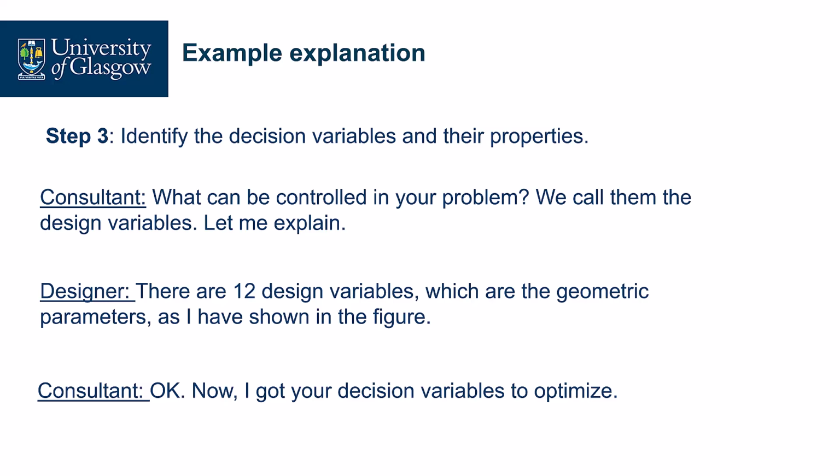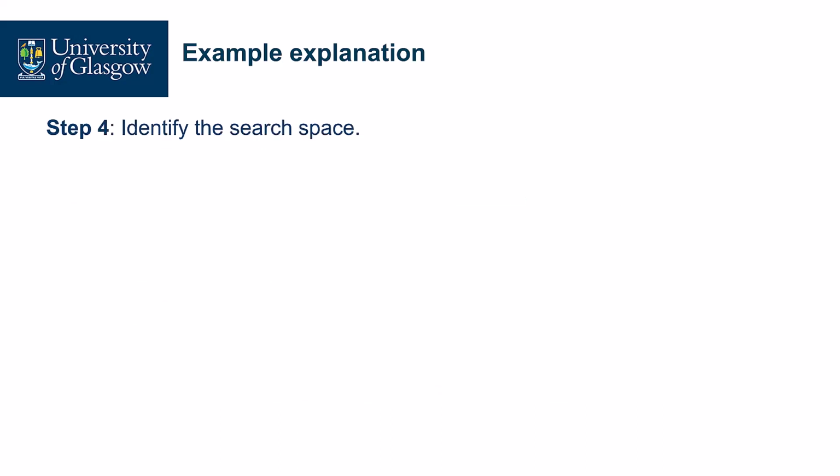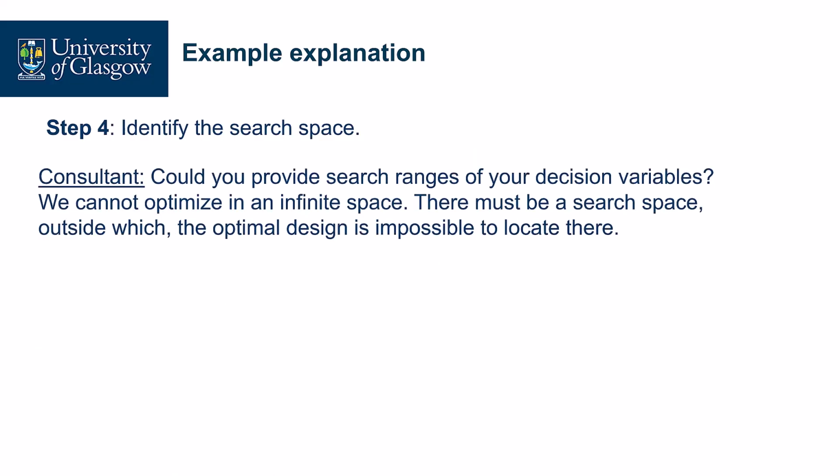So you want to optimize this. And you have the objective and you have the constraints. So step 4 is to identify the search space. So you may ask, okay, could you please provide the search ranges of your decision variables? We can't optimize in that infinite space. There must be a search range. Outside the search range, the optimal design is impossible to locate there, right?